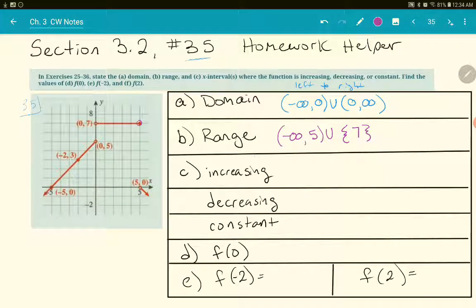Okay, and I'm going to erase all this and do my x intervals of increasing, decreasing, and constant. So where is this increasing? I'm going to use green for increasing. When I do increasing, I think about my little guy walking along the line. He always walks from left to right. And when he's walking uphill, his height, his elevation, is increasing.